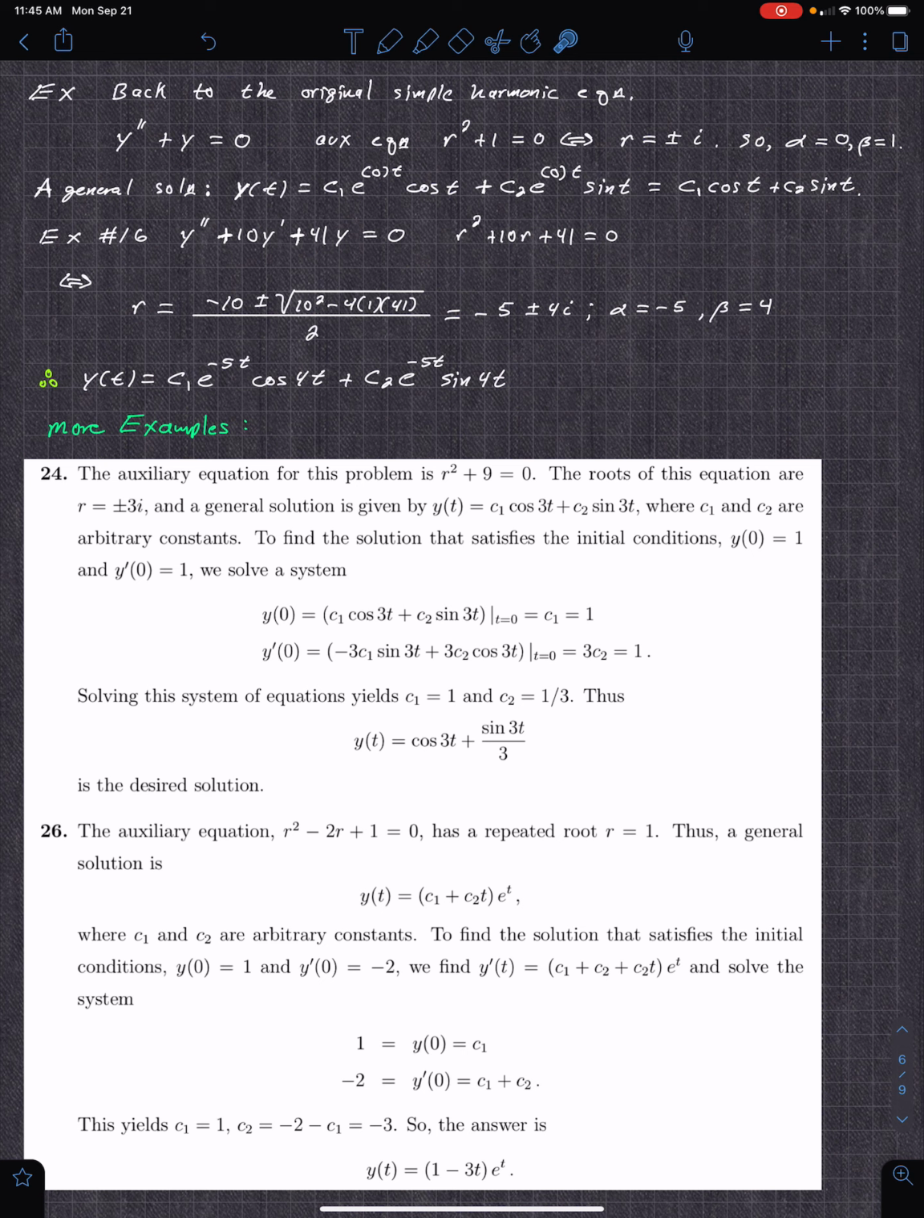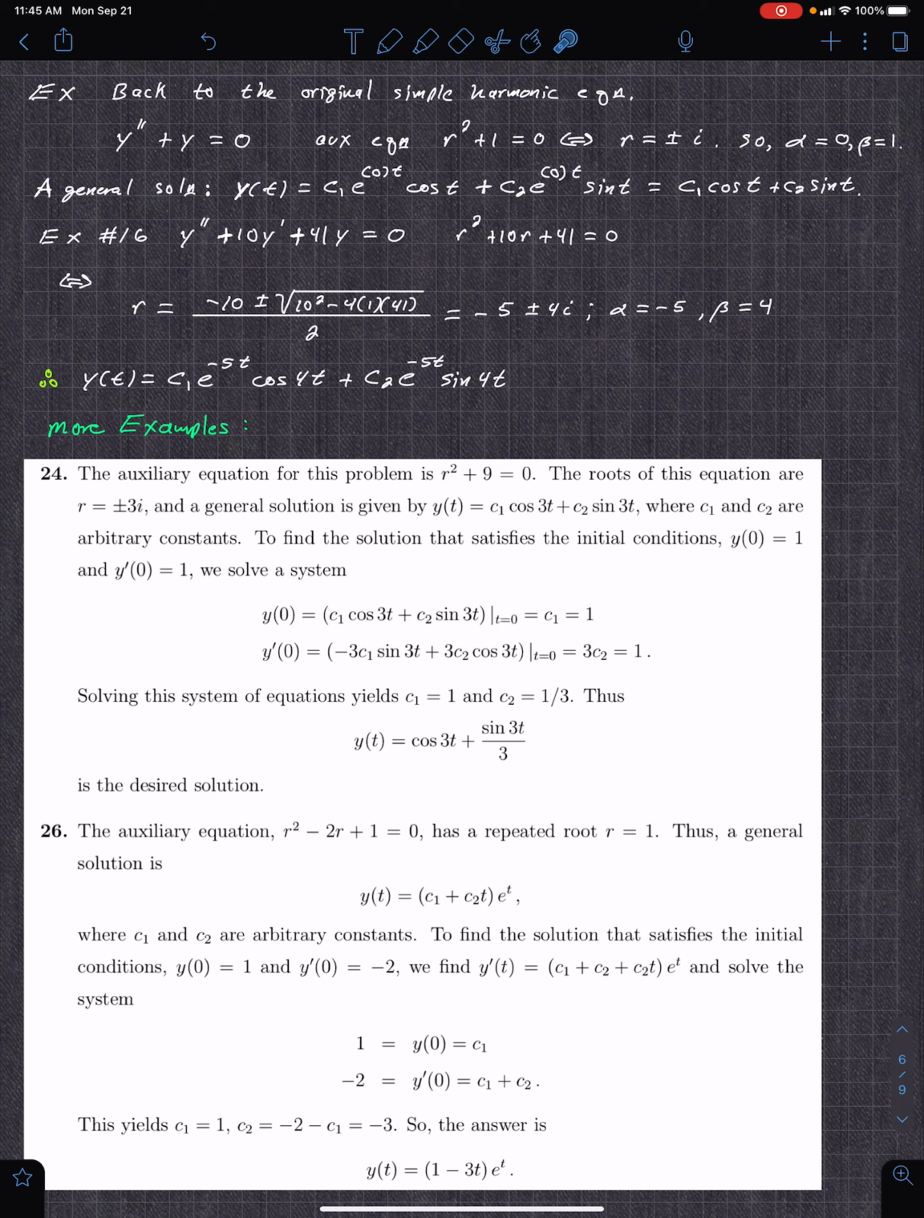I did number 16 as well. Here's your auxiliary equation, characteristic equation, and you get, of course, two complex roots in that case. And then you just identify, I mean, these are pretty straightforward, what the alpha and beta are and substitute into your general form. And then, of course, if you want to get particular solutions, you have to have initial conditions and all that.